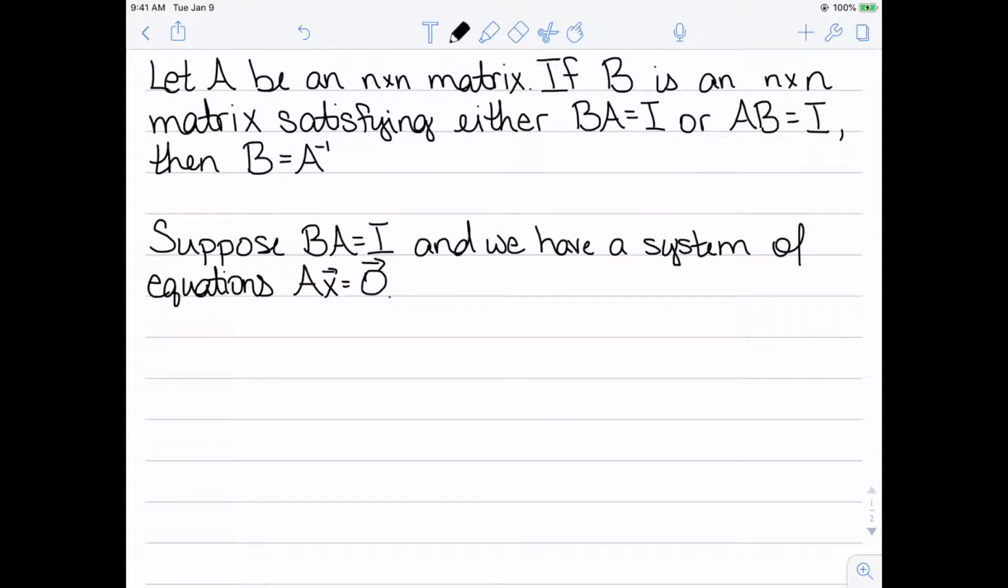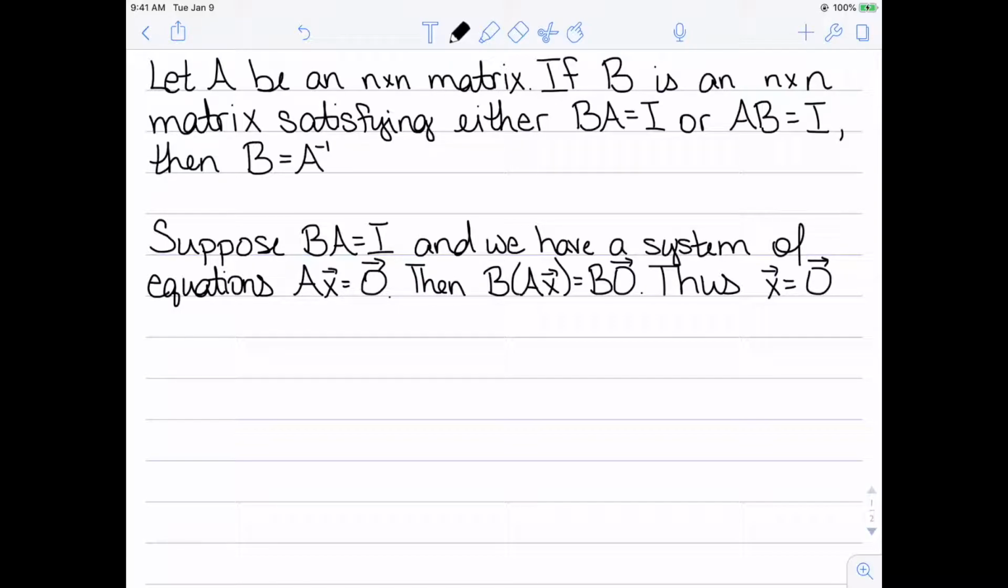Let's suppose that BA is equal to the identity, and we have a system of equations AX equal to 0. We can multiply on the left-hand side by B to get B times AX is equal to B times the vector 0. Since B times A is the identity, the left-hand side would simplify to just X, and anything times 0 is 0, so the right-hand side would simplify to 0. So we have that X is equal to 0.